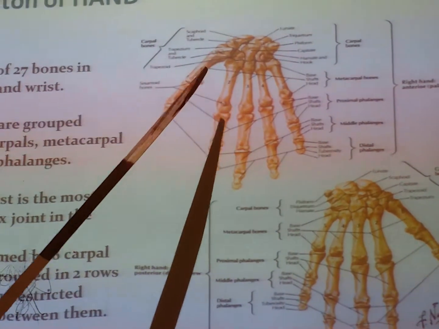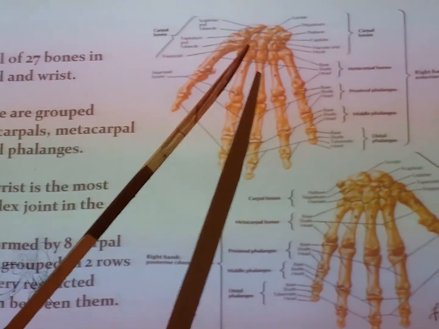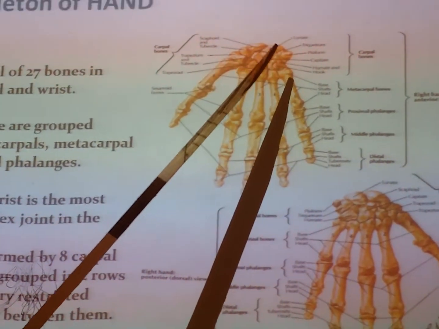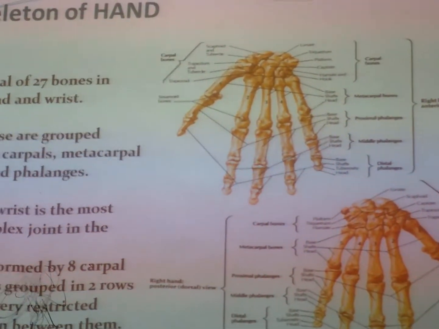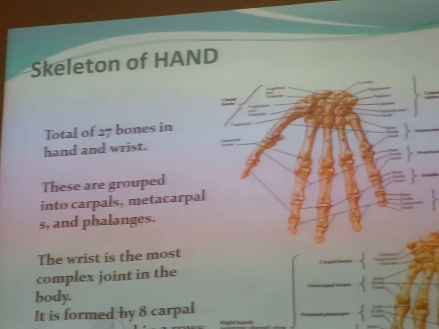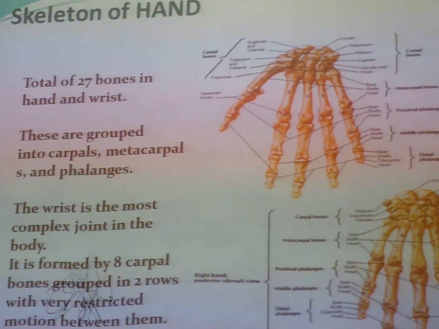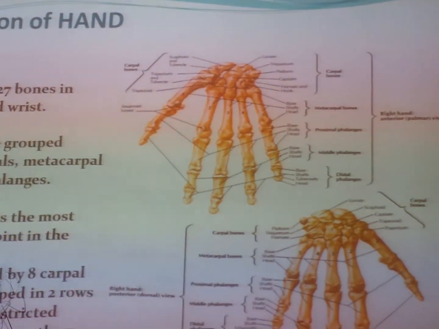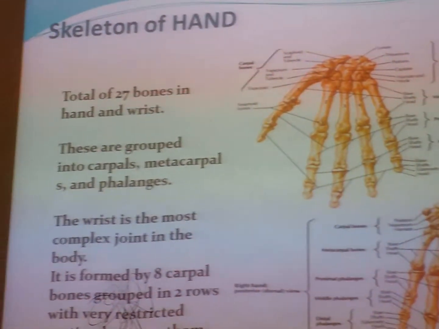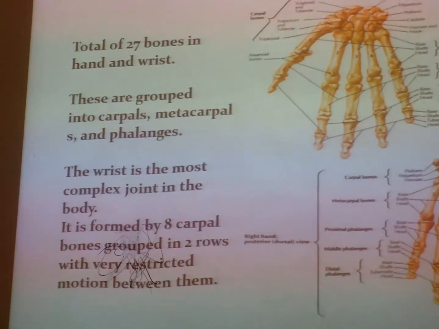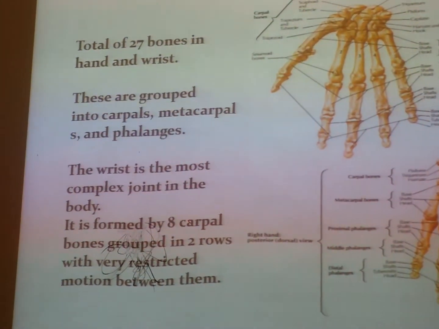And the distal row, again from lateral to medial side, you have trapezium, trapezoid, capitate and hamate. Shall I repeat? So proximal row, scaphoid, lunate, okay. Then third is triquetrum, then pisiform. And the distal row, trapezium, trapezoid, capitate, hamate.